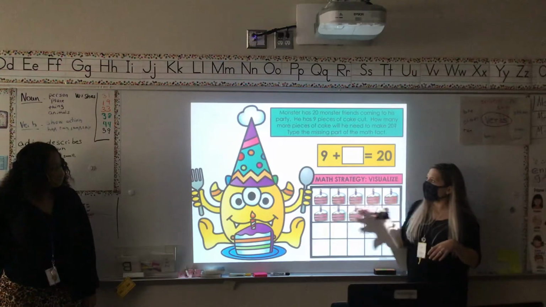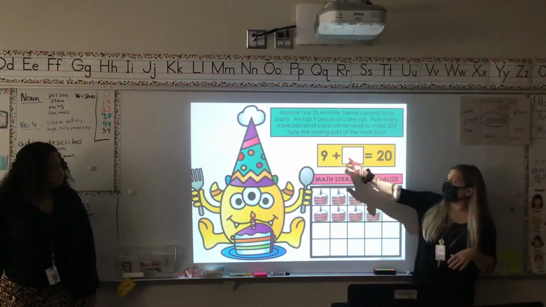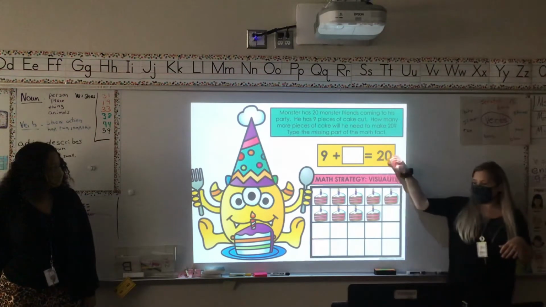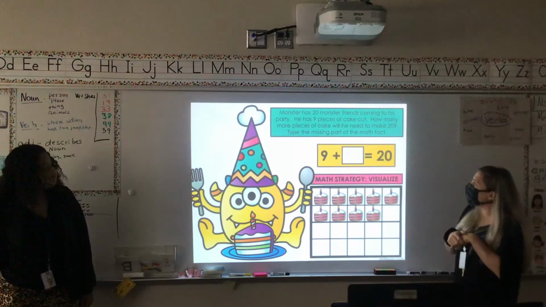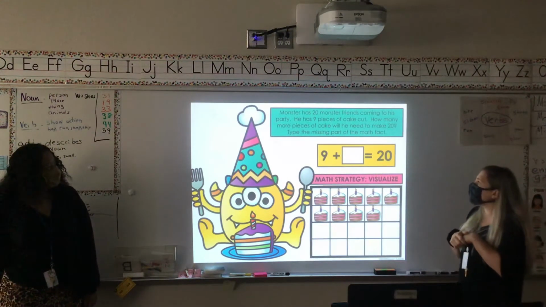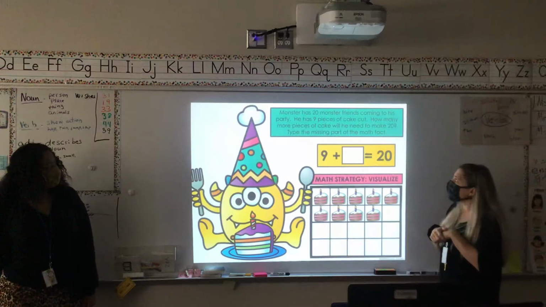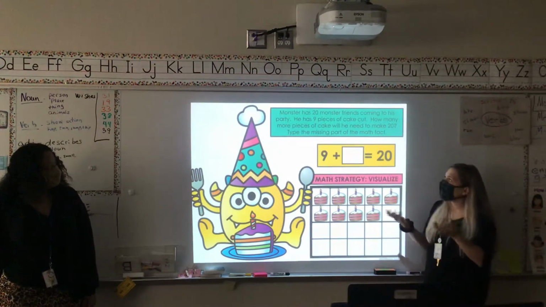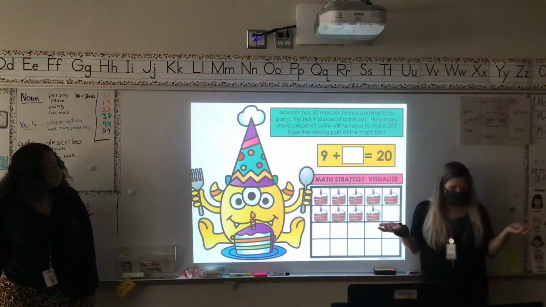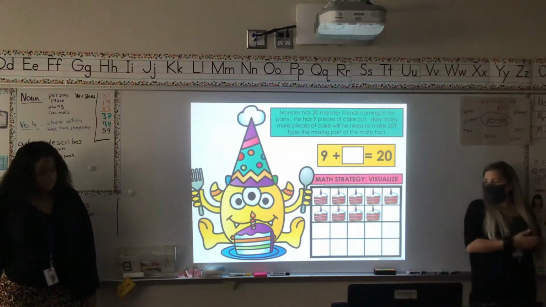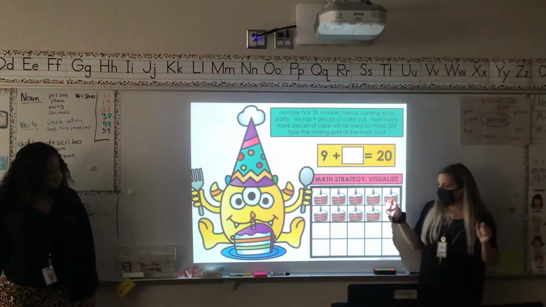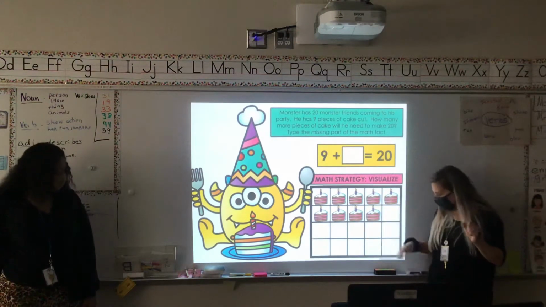So we know we have 9, and we got to figure out how many more we need to get to 20. Okay? So if I want to read the word problem, Monster has 20 monster friends coming to his party. He has 9 pieces of cake to cut. How many more pieces of cake does he need to get to 20? So that's what we're trying to figure out. We're trying to find that missing number. All right, so we'd have to fill in our 20s frame.